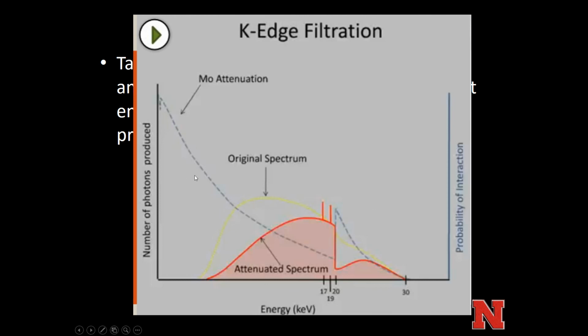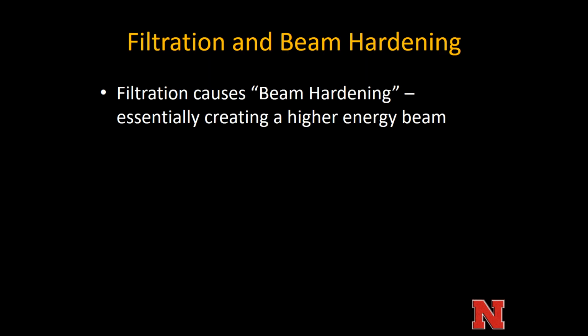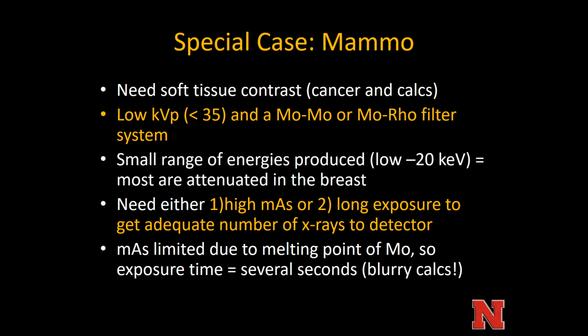Because of the heel effect and all that stuff, getting rid of these lower energy photons. And then if you put on a filter, like you have a molybdenum setup, you put on an additional molybdenum filter, or maybe you put on a rhodium filter, and then you'll get an even more attenuated beam that is more heavily composed of characteristic X-rays, which is what you want. So again, filtration causes beam hardening. I talked about this in the last lecture, which creates a higher energy beam.